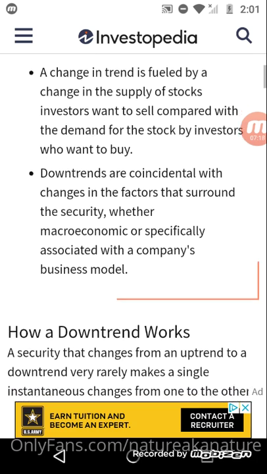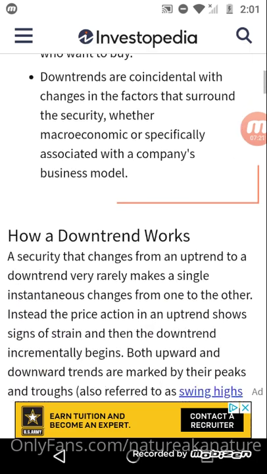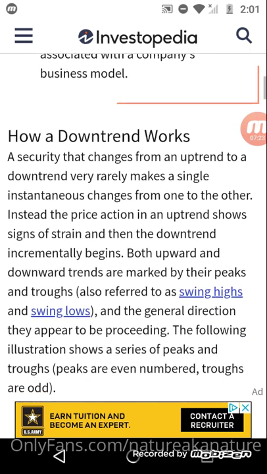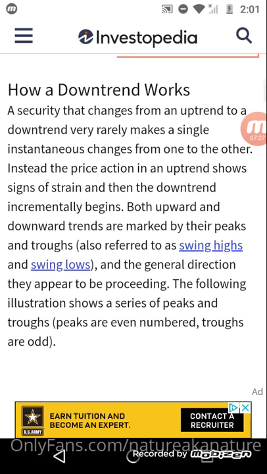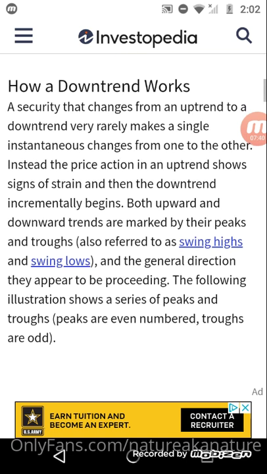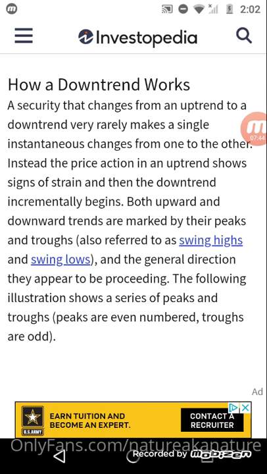So how a downtrend works: a change from an uptrend to a downtrend very rarely happens as a single instantaneous change from one to the other. Instead, the price action in an uptrend shows signs of strain, some type of slowing down, and then the downtrend incrementally begins after that.